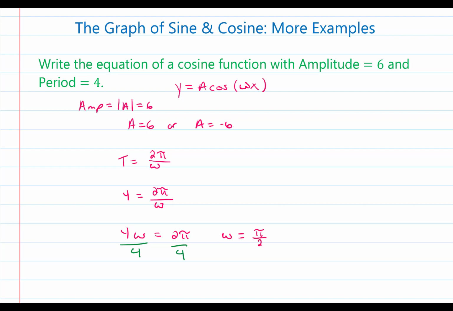So now we have all the information we truly need, except again, we actually have two potential values for a. So we will have two potential equations. Our first equation will be y is equal to 6 times the cosine of pi over 2 times x, or the second equation will be y is equal to negative 6 times the cosine of pi over 2 times x.